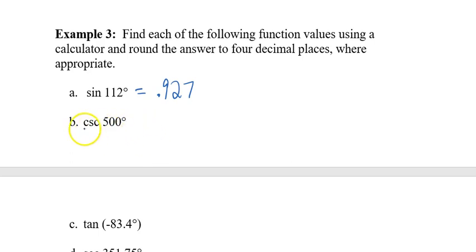Now, as I just mentioned, we don't have a cosecant button, so you have to remember that cosecant is 1 over the sine. So 1 over the sine of 500. Again, just type that in. Just 1 divided by sine of 500 if you don't have one of the fraction updates. So that should be 1.555.